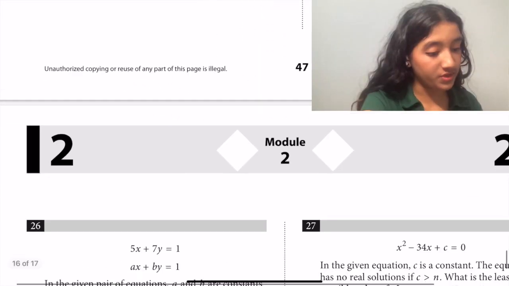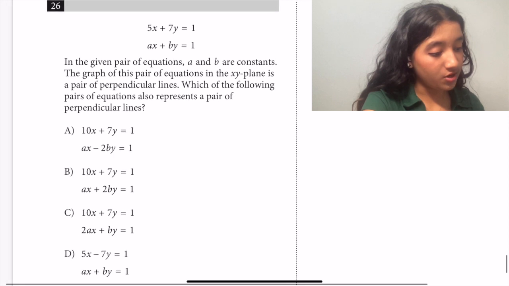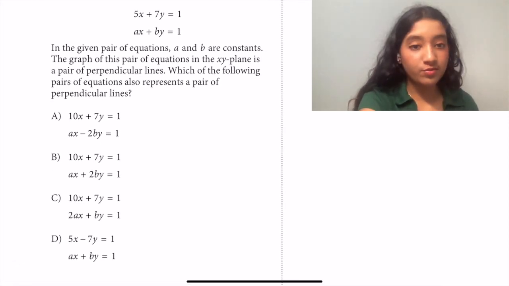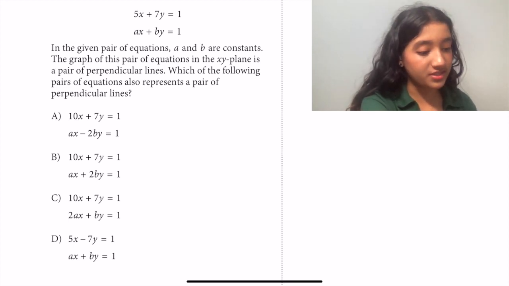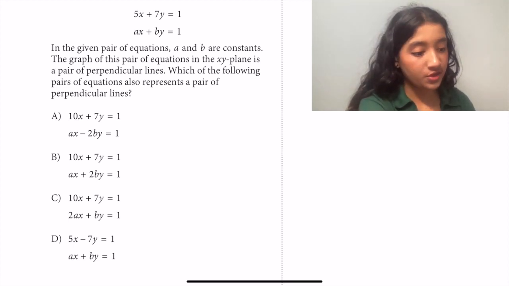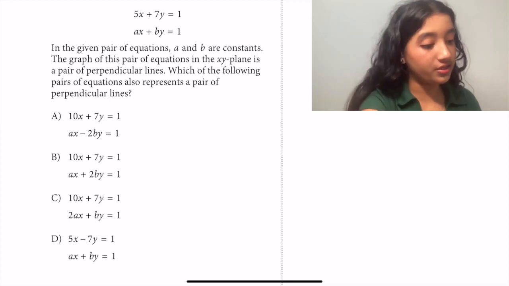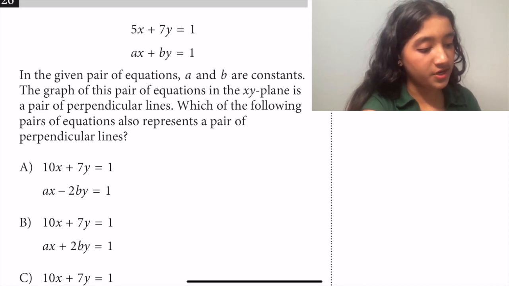Moving on to question 26. In the given pair of equations, a and b are constants. The graph of this pair of equations in the xy-plane is a pair of perpendicular lines. Which of the following pairs of equations also represents a pair of perpendicular lines? So this question is a little bit harder, so let's take the time to make sure it works correctly. So we have a pair of perpendicular lines.